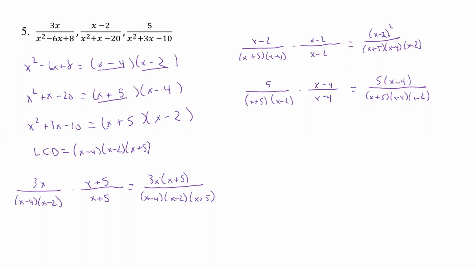And then what depends on what it has us do after that. If we actually had to do something, we'd have to distribute here and FOIL here and distribute here. And then if they had us add or subtract, then we'd have to go and do that there.